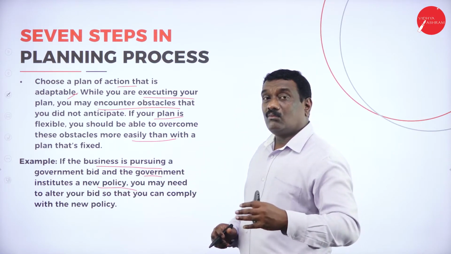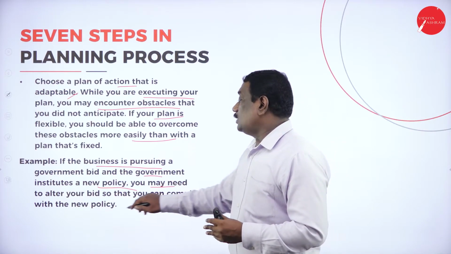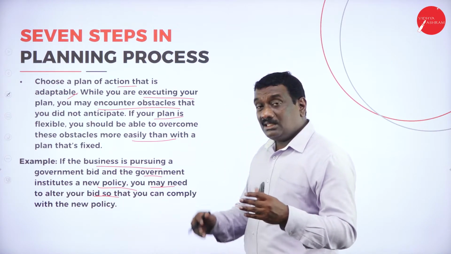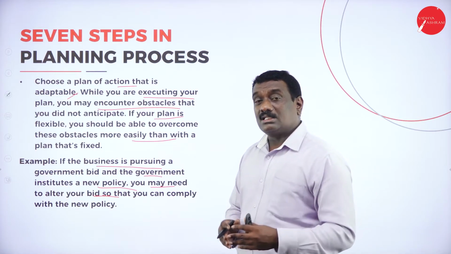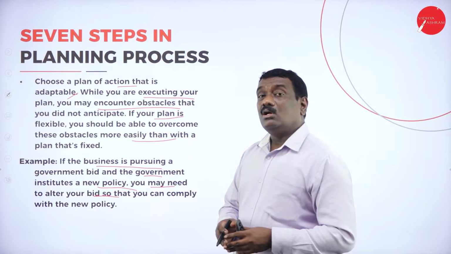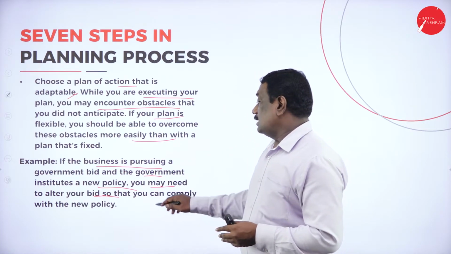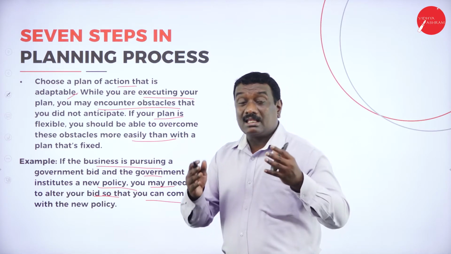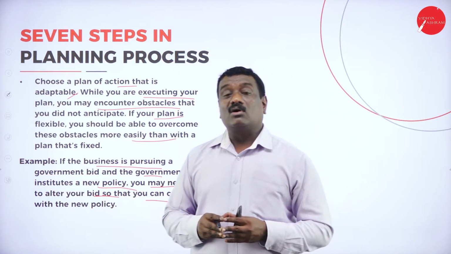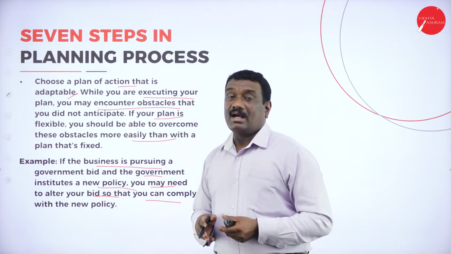So now the government will initiate a new policy, and you may need to alter your bids. When they initiate the new policies, the companies also have to alter their plans, right? So that you can easily comply with the new policy and get that tender or the bid for your company. That is what it says according to this: choose a plan of action.